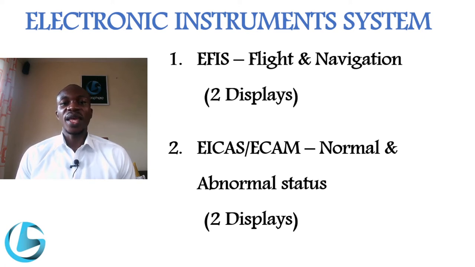Then the second system, which is the EICAS or ECAM, is made up of two displays. One is called the engine and warning display, and the second one is called the system display. The total number of displays that are found on an electronic instrument system on an A320 is six. An A320 is made up of six CRT displays, and these displays are, as we have mentioned, two EFIS for the captain, two EFIS displays for the first officer, and two displays for the ECAM system.